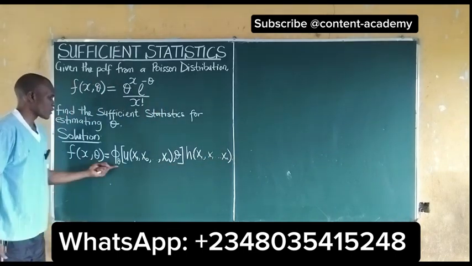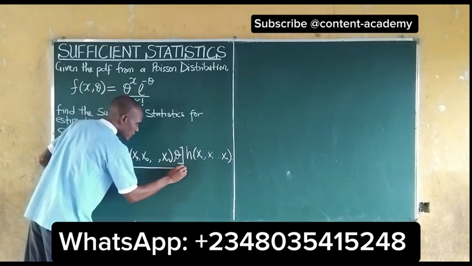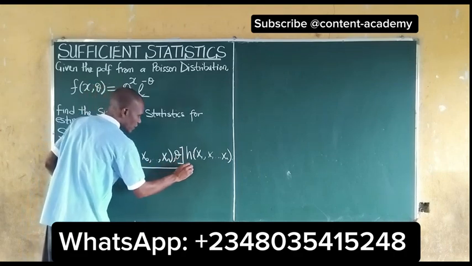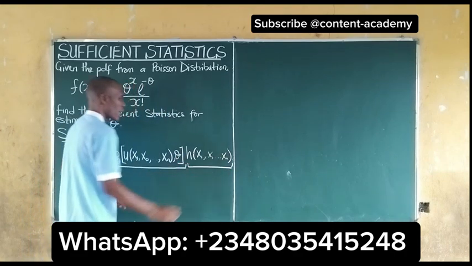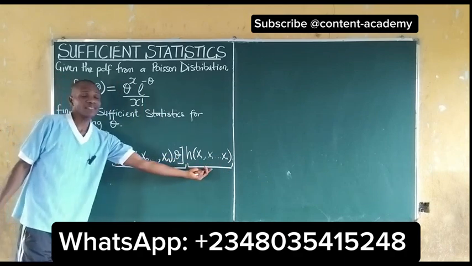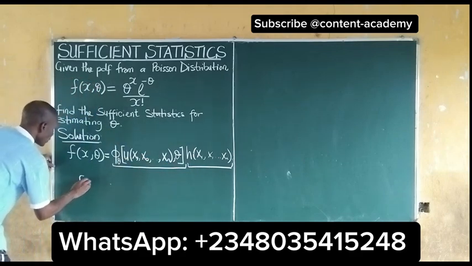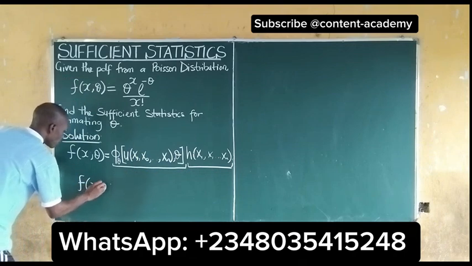Yes, the factorization theorem states that a statistic is said to be sufficient if it can be factored into two components. This is one of the components and this is the other component. So we are given the Poisson distribution.